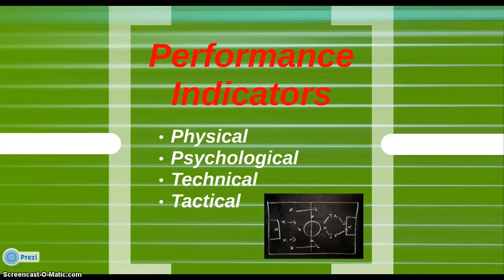There are 4 performance indicators. These are physical, psychological, technical and tactical. A physical indicator would be whether the player is fit enough or strong enough to complete the task. A psychological indicator would be whether he has the motivation or the will to complete the skill. The technical would be whether his technique is good enough, and the tactical is whether he has a good enough knowledge of the game to know when to use the right skill.